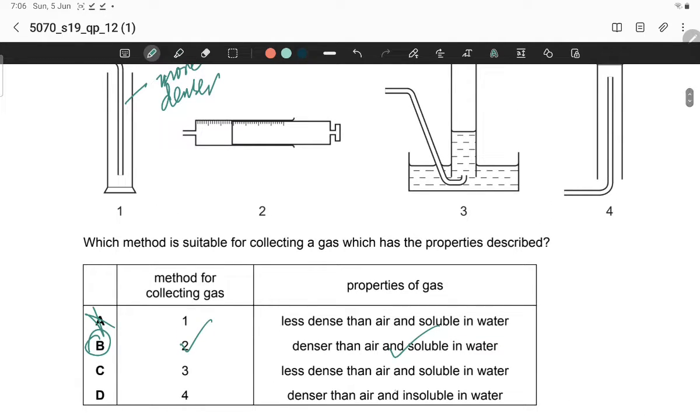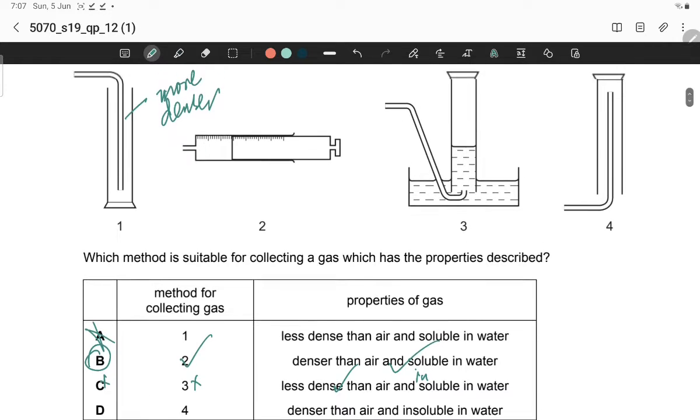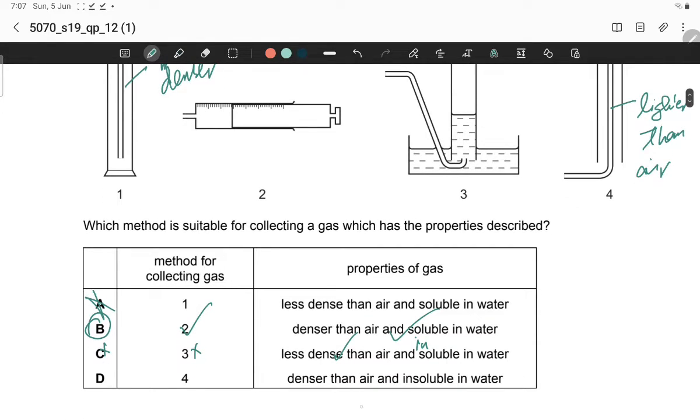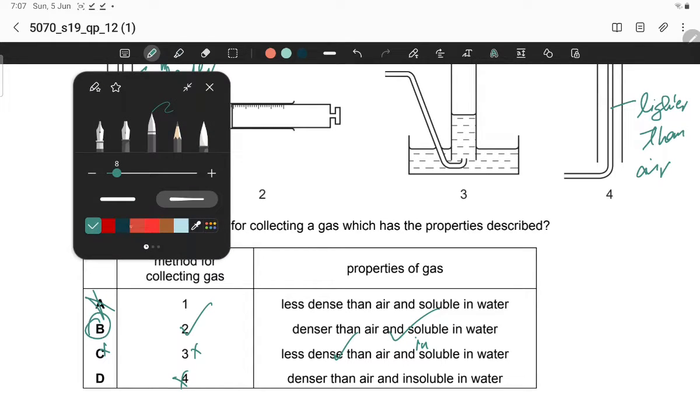Method 3, less dense than air and soluble in water. This is used for less dense than air, which is correct, but insoluble in water. So this is also incorrect. Method 4, denser than air and insoluble in water. This is lighter than air, used for lighter than air and insoluble in water, so this is also incorrect. B option is correct.